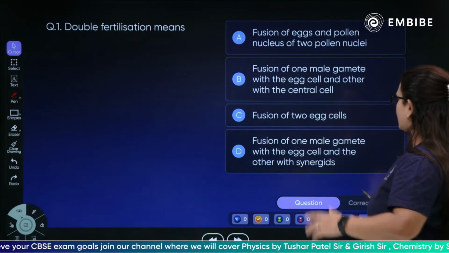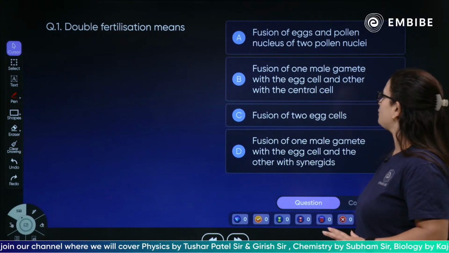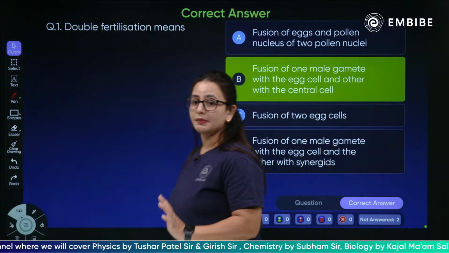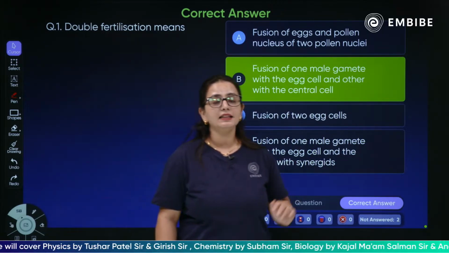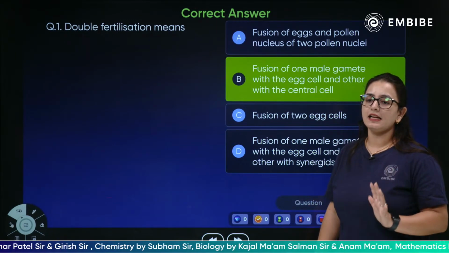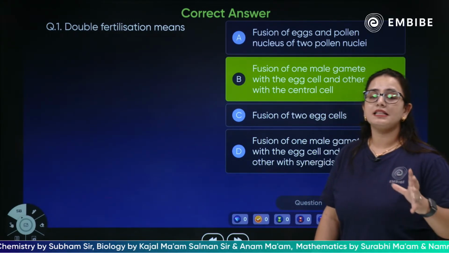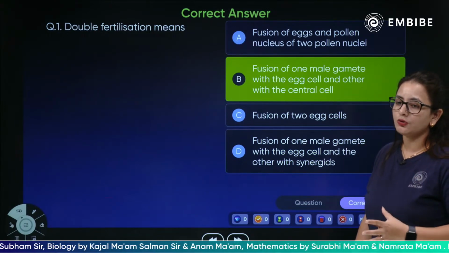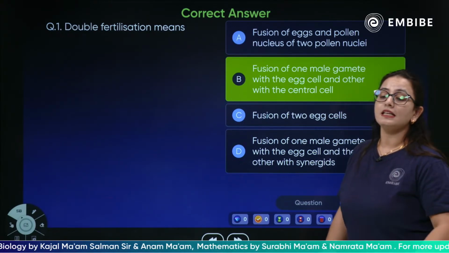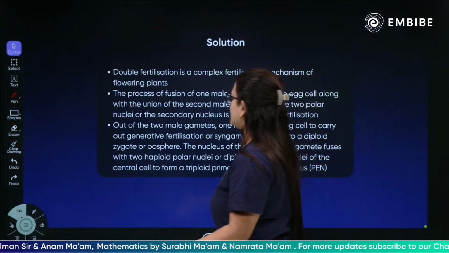The correct answer: double fertilization means the fusion of one male gamete with the egg cell and the other male gamete with the polar nuclei or the central cell. The zygote will have a diploid ploidy, whereas the central cell, which has polar nuclei, will have a ploidy of 3n. This is what double fertilization is, which is very simple.